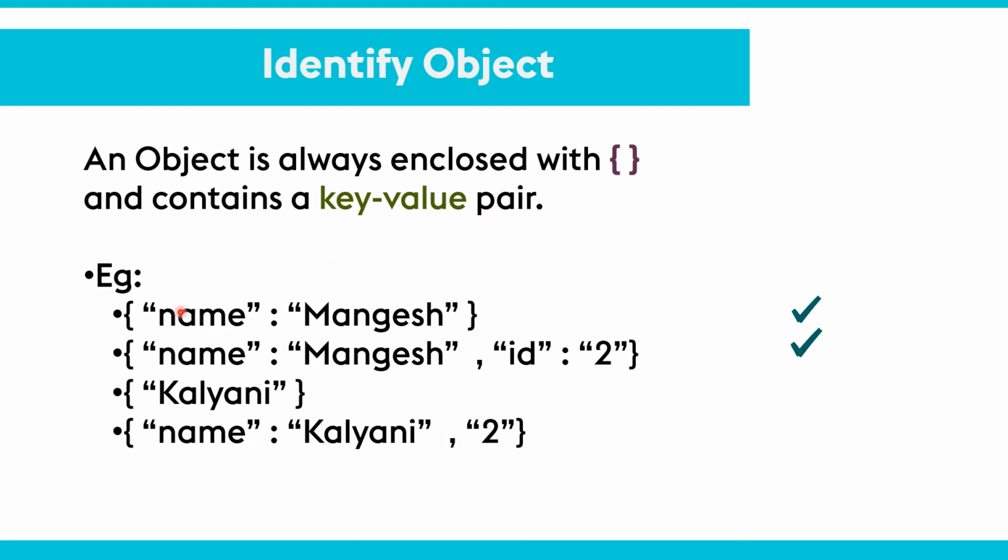So either it is key or value, we don't know. So in this case, this is not a valid object. And next one is name colon Kalyani, comma 2. So name colon Kalyani is a correct key value pair, but comma 2, we don't know if it is key or value. So this is also not a valid object.